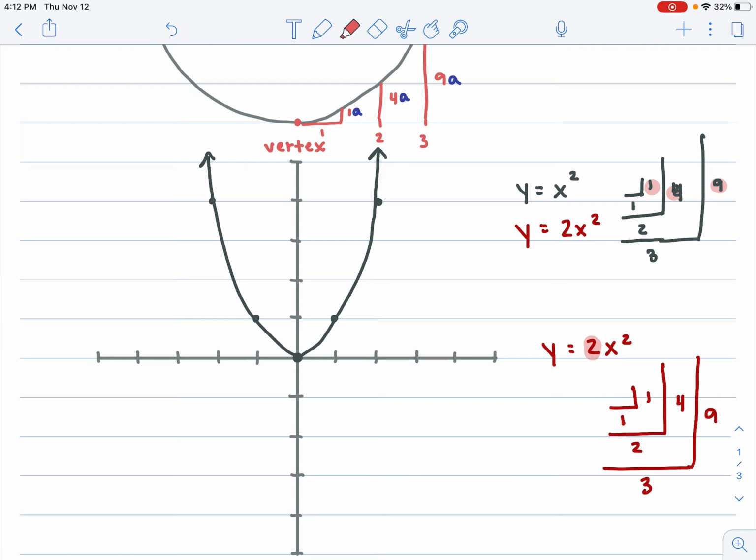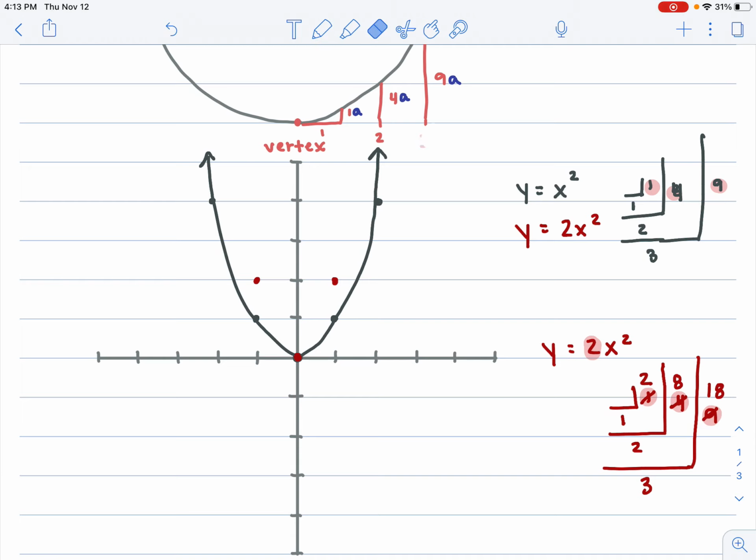Our a value here is 2, so we're going to have to take all of these terms and multiply them by that a value. So instead of going up 1, we're going to go up 2, we're going to go up 8, and we're going to go up 18. So now the vertex is still the same because we don't see any shifts there. Starting at 0, 0, we're going to go over 1 and up 2. We're going to go over 2 and up 8.